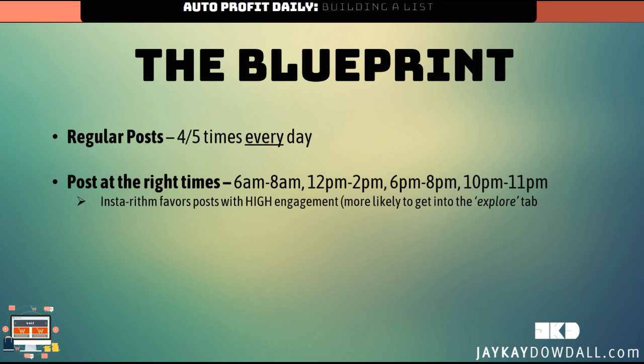The reason I bring that up is that the algorithm which chooses which posts people see, it's called the Instarhythm, favors posts with high engagement, all right? So if you post when people are actually using their devices, when they're actually looking at their cell phones, they're going to be more likely to like and comment. The more people like and comment on your posts, the more likely it is to show up for other people in that Explore tab, where people are going to see posts from people that they don't know. So if you post at 2 o'clock in the morning, no one's going to see your post, so therefore no one's going to like or comment. That means you're never going to show up in the Explore tab, right?